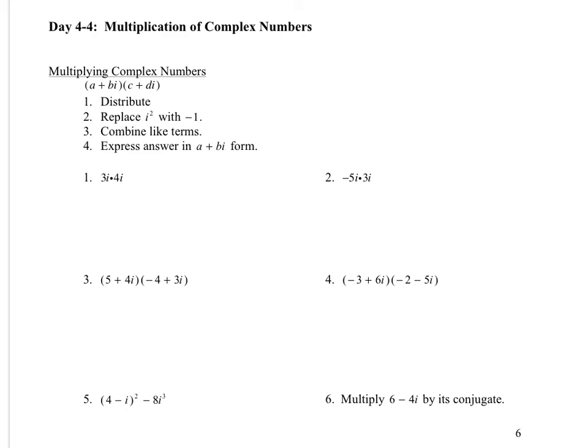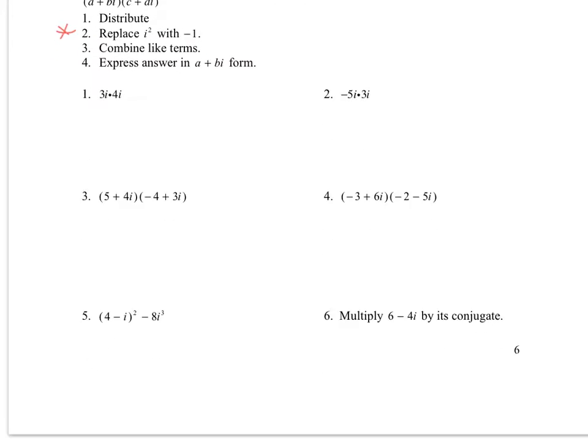Okay, today we're going to learn how to multiply complex numbers. If you're multiplying a binomial by a binomial, you're actually going to do what you're used to doing. You're going to distribute. The only new thing is that you have to replace every i squared with a -1. You want to combine like terms and express your answers in a plus bi form as much as you can. All right, with that being said, let's take a look at what we have here.